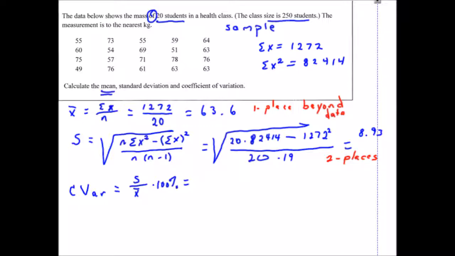For this particular one, 8.93 over 63.6 times that 100% gives us 14.0%. This is always the tenths place for your percentage, the tenths column.